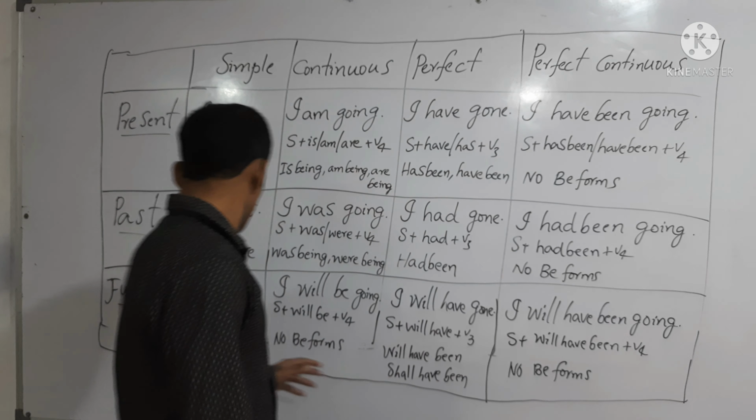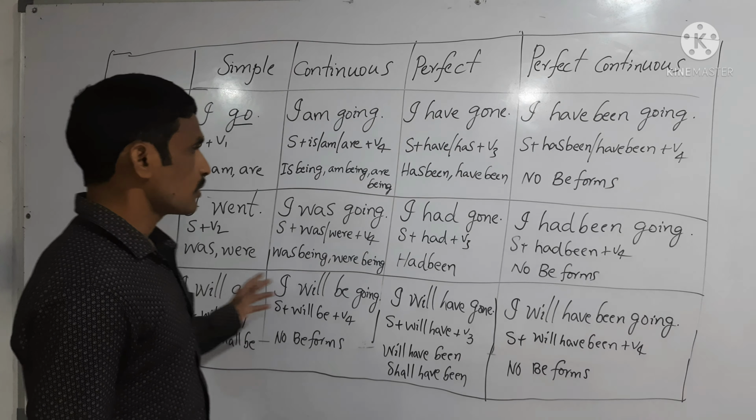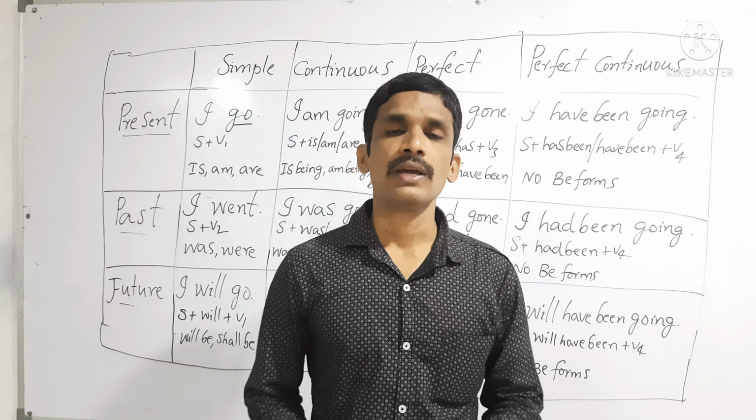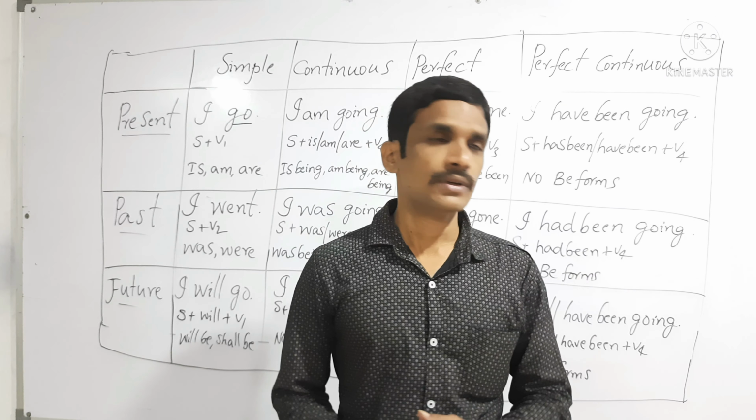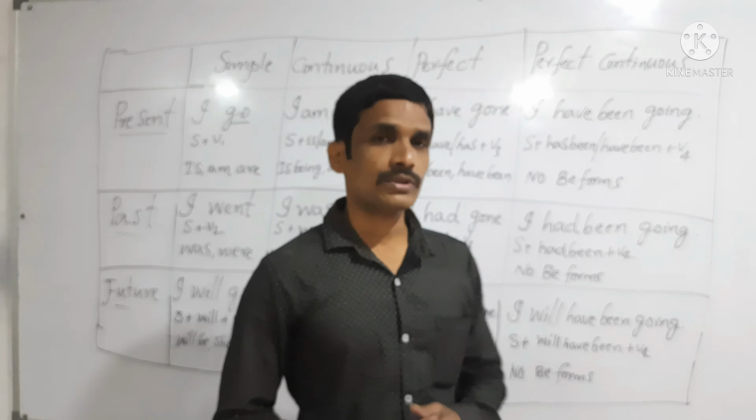Now let us see the future perfect continuous tense. Subject plus will have been plus V4, and there are no B forms for this future perfect continuous tense.